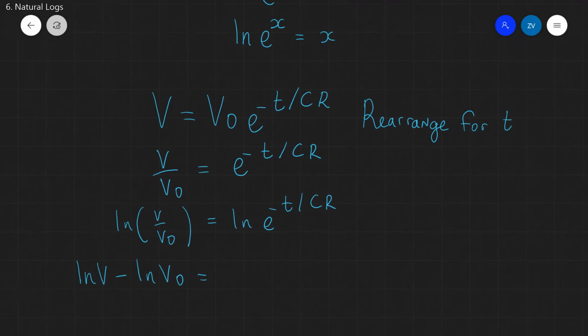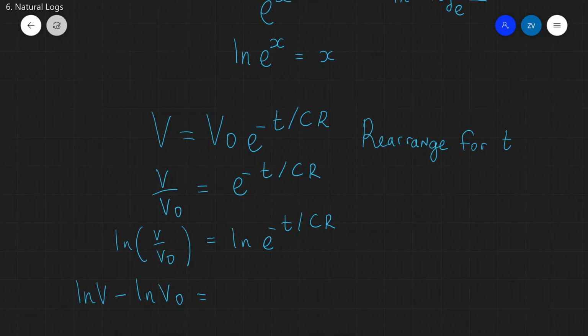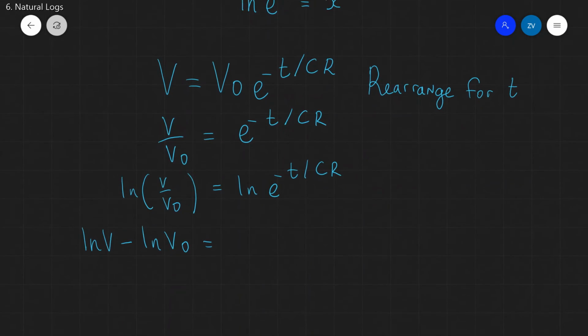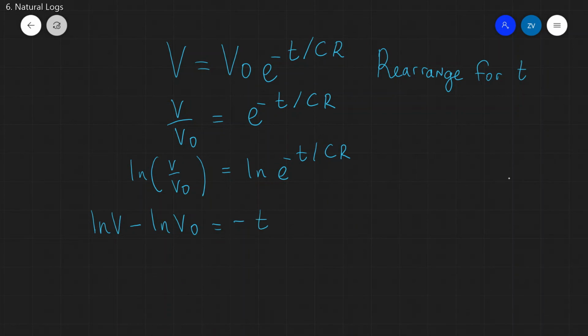But hang on a minute, ln of e to the x is just equal to x, so our x in this case here is actually this whole expression. So in other words, what we're going to get if we take the natural log of e to the minus t over CR is simply minus t divided by CR.